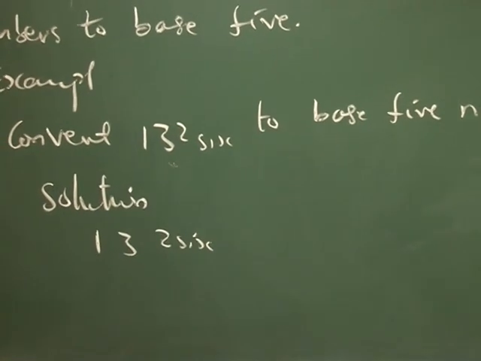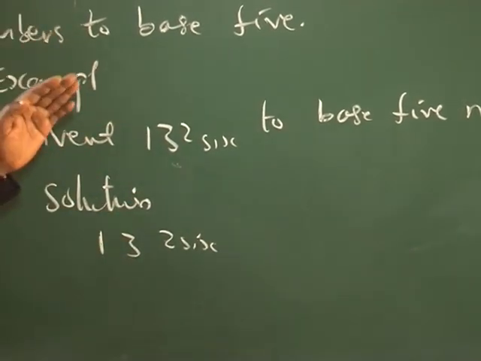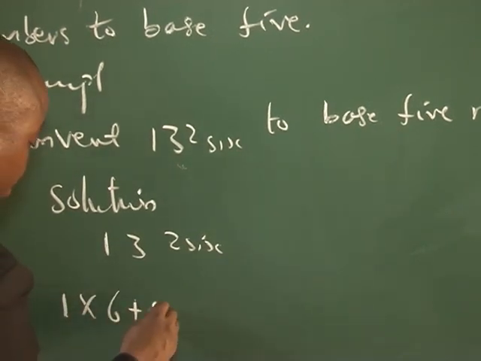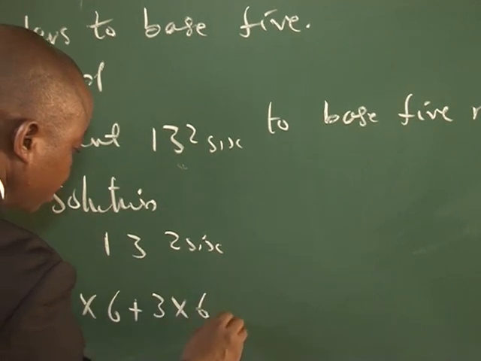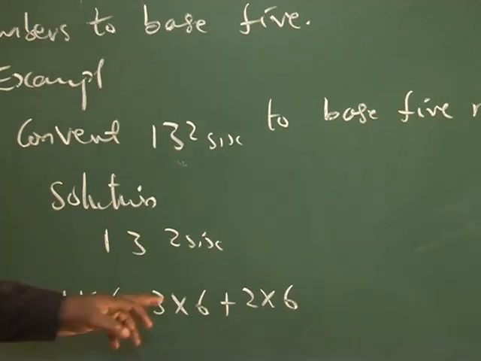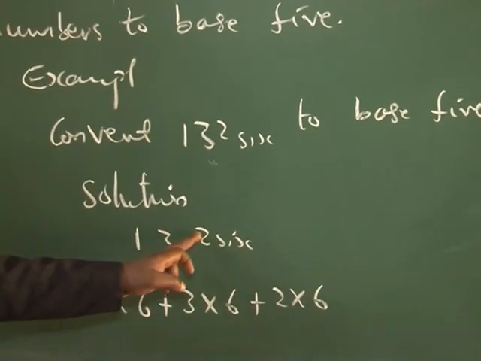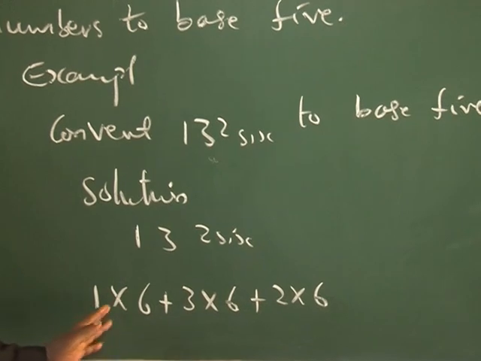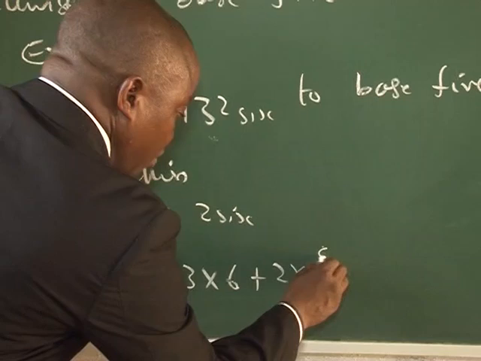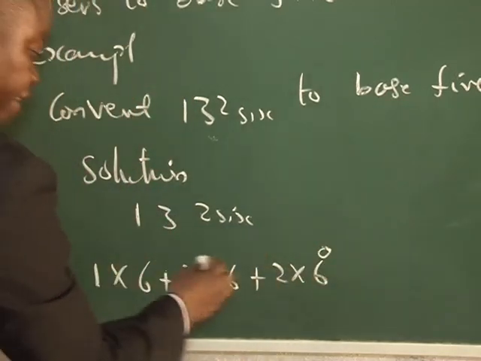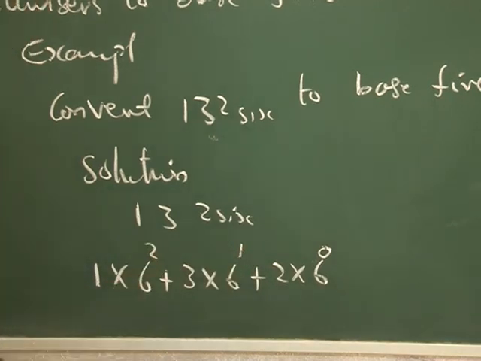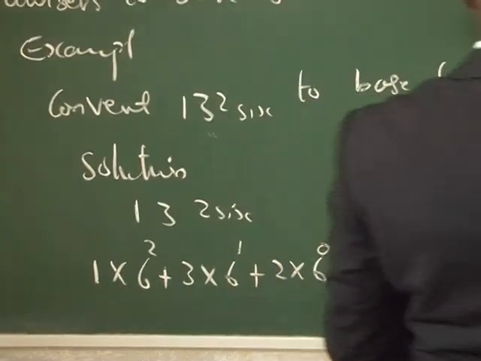We know that to convert this to base 10, which we have already looked at, we now say 1 times 6 squared plus 3 times 6 plus 2 times 6 to the power 0. We normally use the base to multiply each number followed with addition. Then we raise the base to powers starting from 0, from right to left in increasing order: 0, 1, and 2.